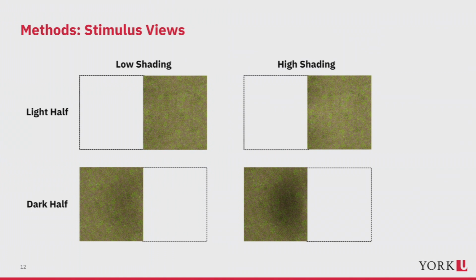So we have 2 predictions. If the dark region is degrading stereo, we would predict the strongest bias in this high shading dark half condition. This is because half the surface information is absent, and the half that is present is reducing the visibility of that texture. Secondly, if we're only seeing this bias because we can't use the disparity information, if we take it away, we should also see some level of this bias. So we'd also predict some bias for the light half conditions as well, but not as strong of a bias as the dark half conditions.